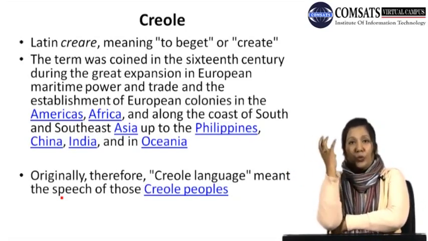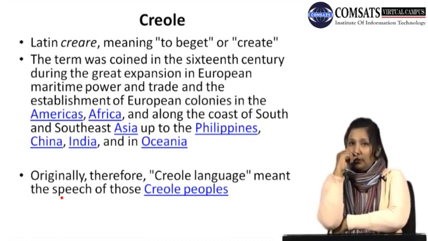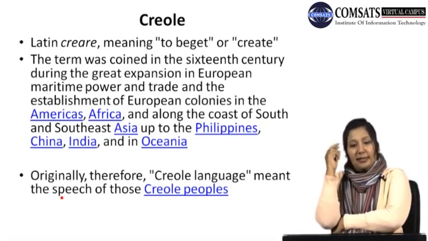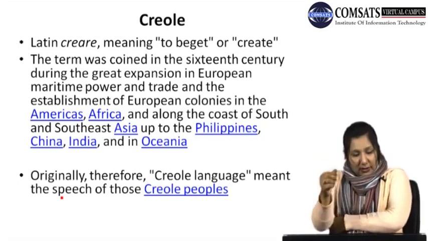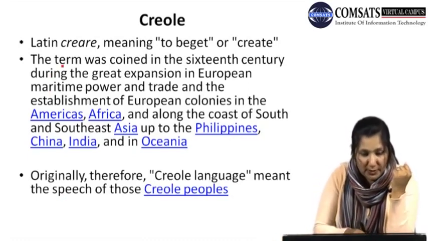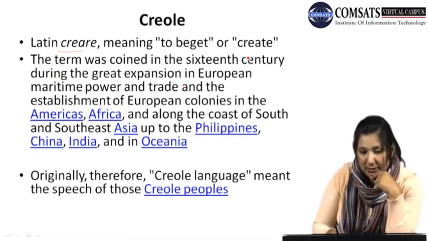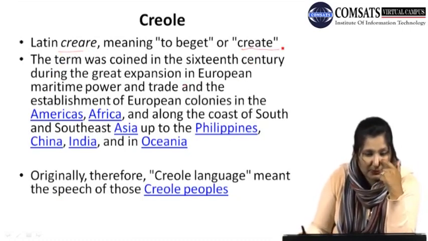that is a learned variety spoken by a group of people for some mutual purpose, for the purpose of understanding things. Creole, from Latin, has come from the word creer, meaning to beget or create. Okay, Creole means to create.